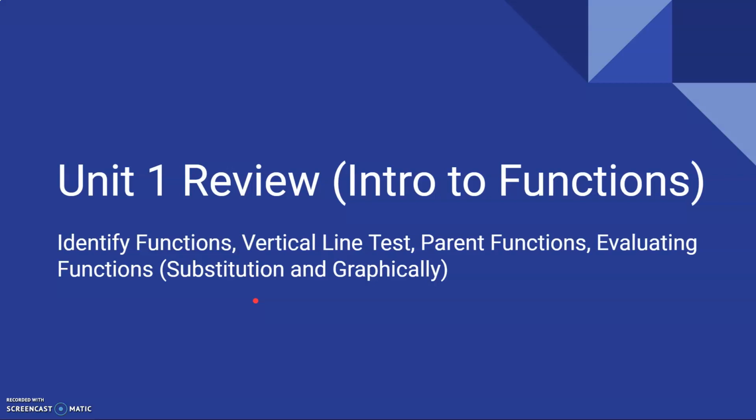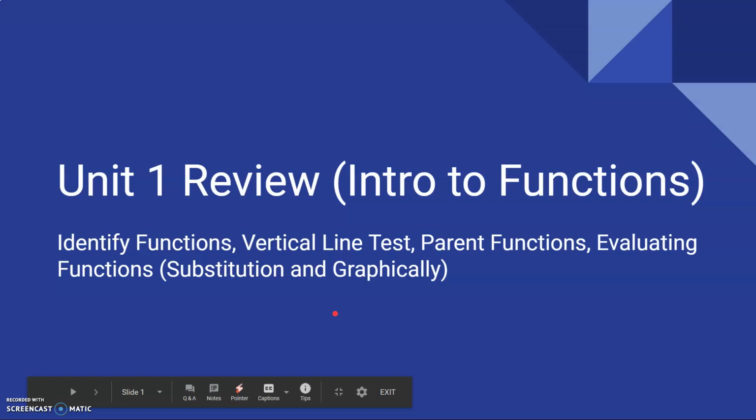Alright guys, so we're going to do our Unit 1 review here. This is all over a little intro into functions. The test is going to cover identifying functions, performing the vertical line test, parent functions, I'll go over what I'm expecting for that in a little bit, and evaluating functions, either through substitution or graphically.